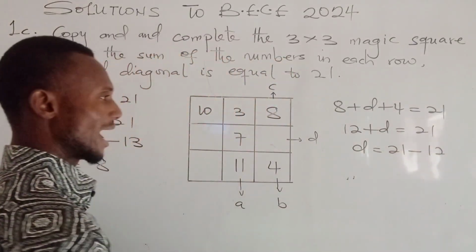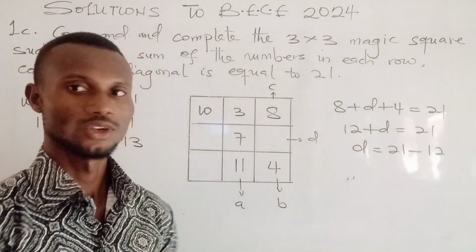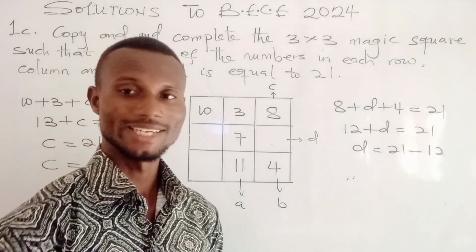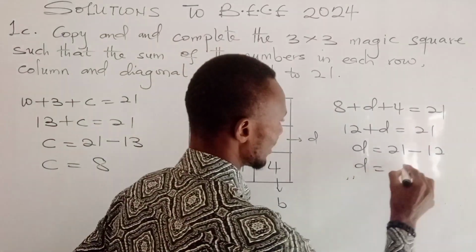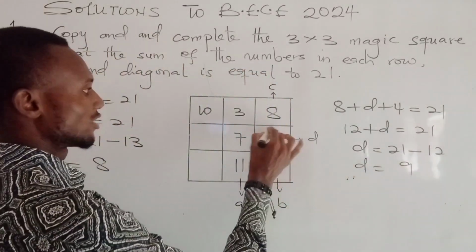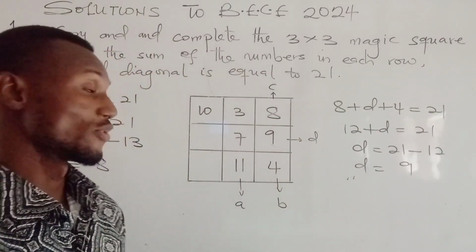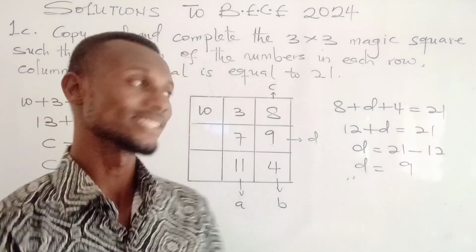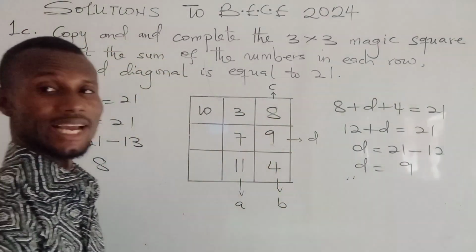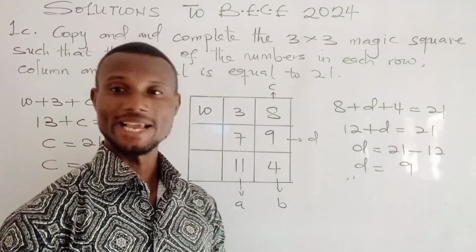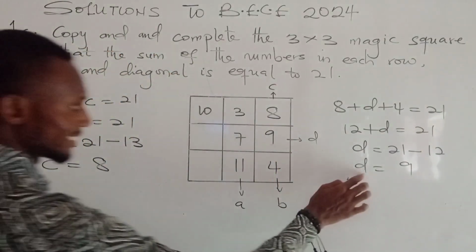I hope you understand and you agree with me up to this point. So now 21 minus 12, that's going to be 9. So my D will be equal to 9. So it means here is supposed to be 9. Check and see. 8 plus the 9 gives 17, and 17 plus the 4 gives 21. So that's the answer for getting the value for D.